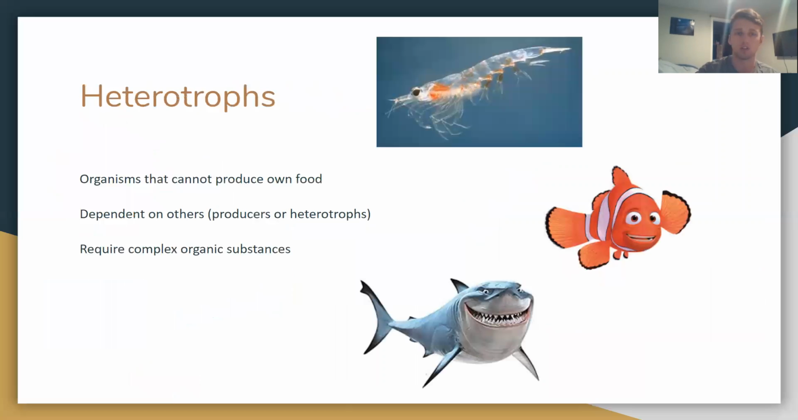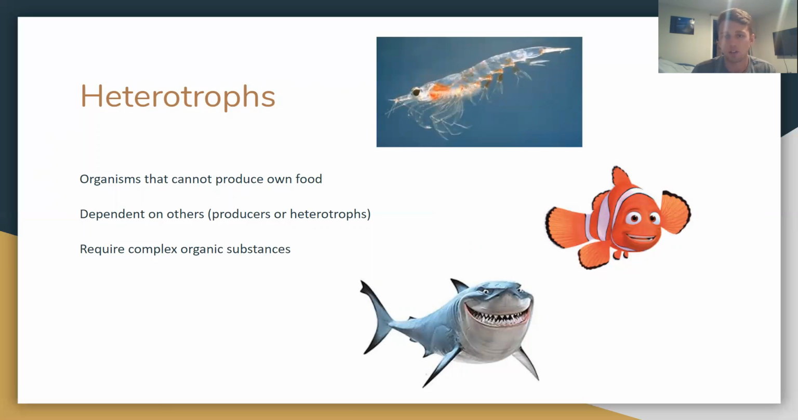Okay, so next we'll be talking about the heterotrophs. Heterotrophs are our primary, secondary, and tertiary consumers. These organisms, like I said earlier, cannot produce their own food. They are dependent on others, either the producers or other heterotrophs. Our sharks, for example, are not going to be dependent on producers to create their specific food for them.